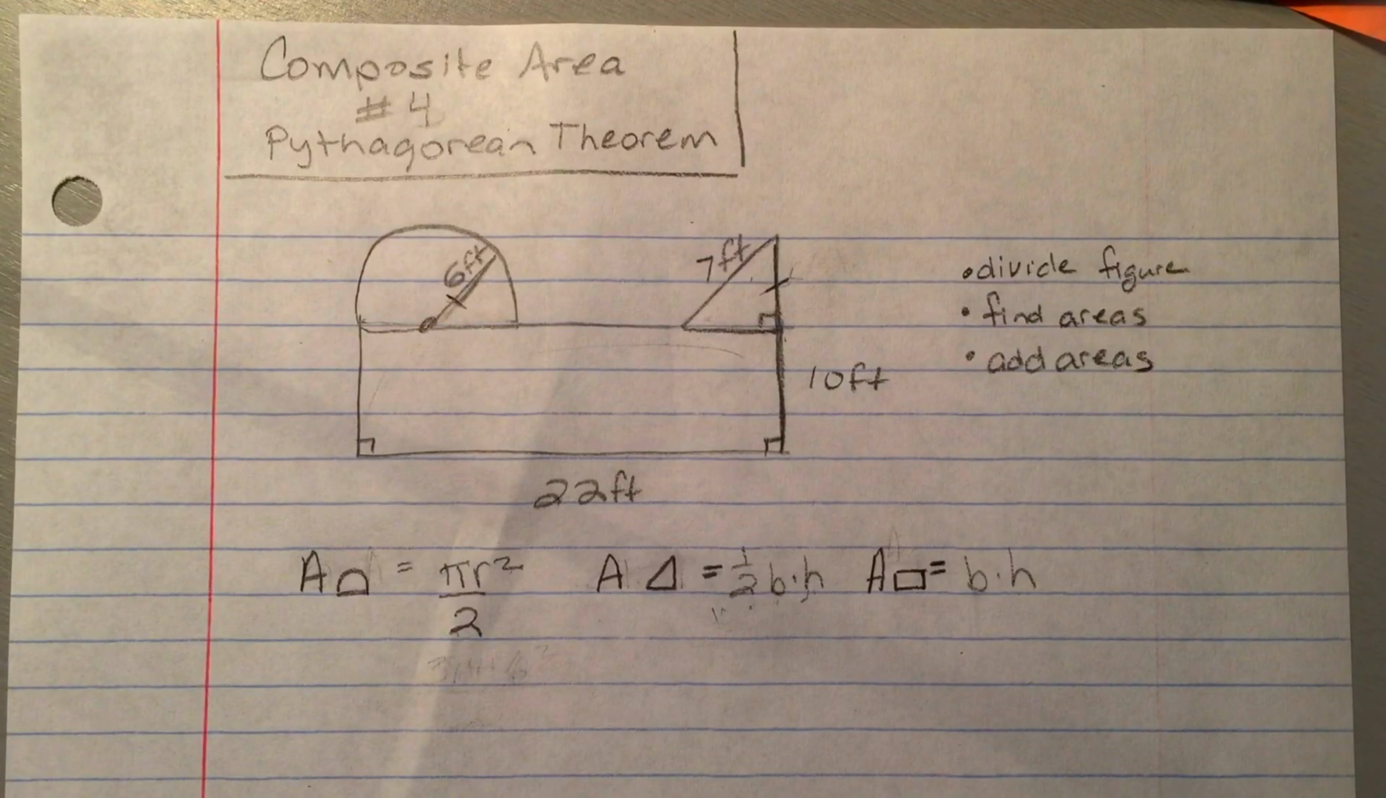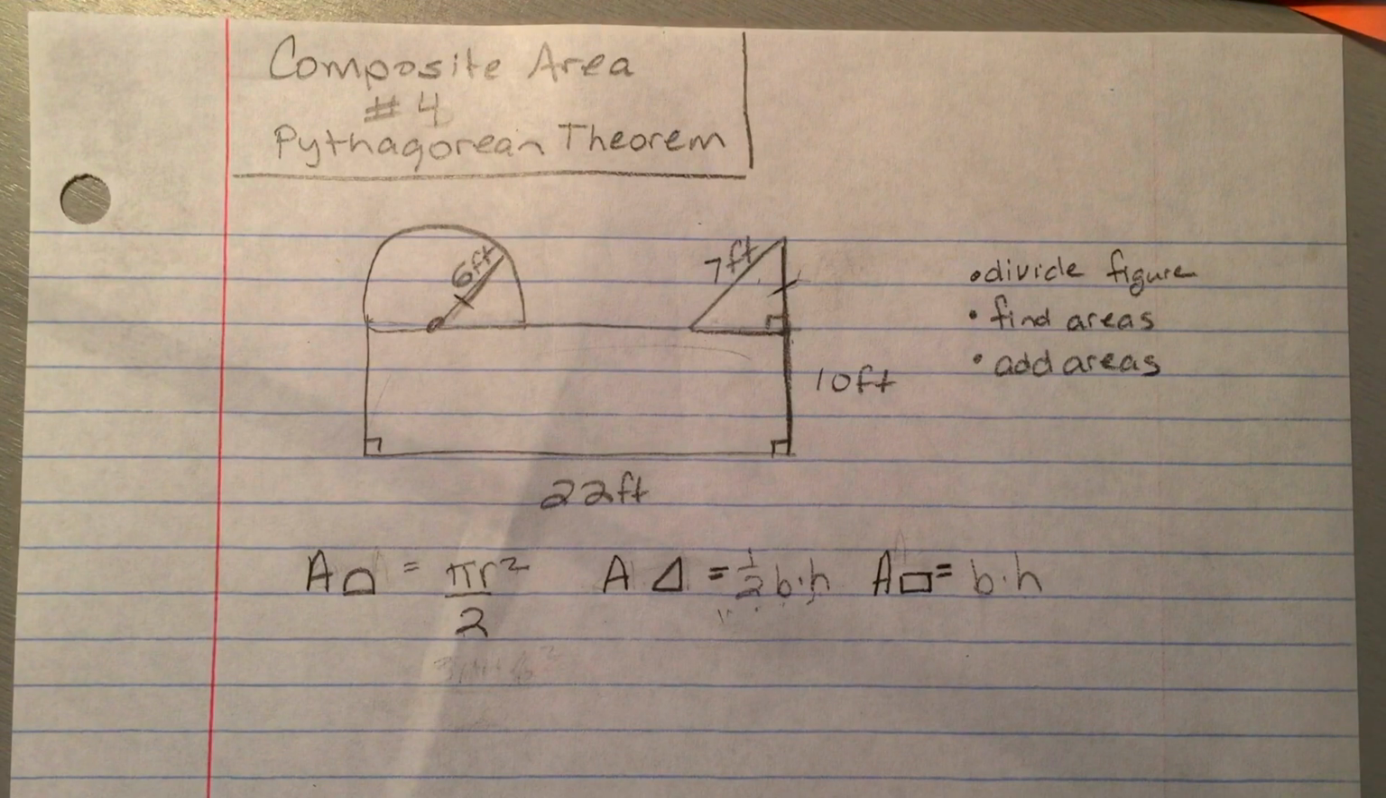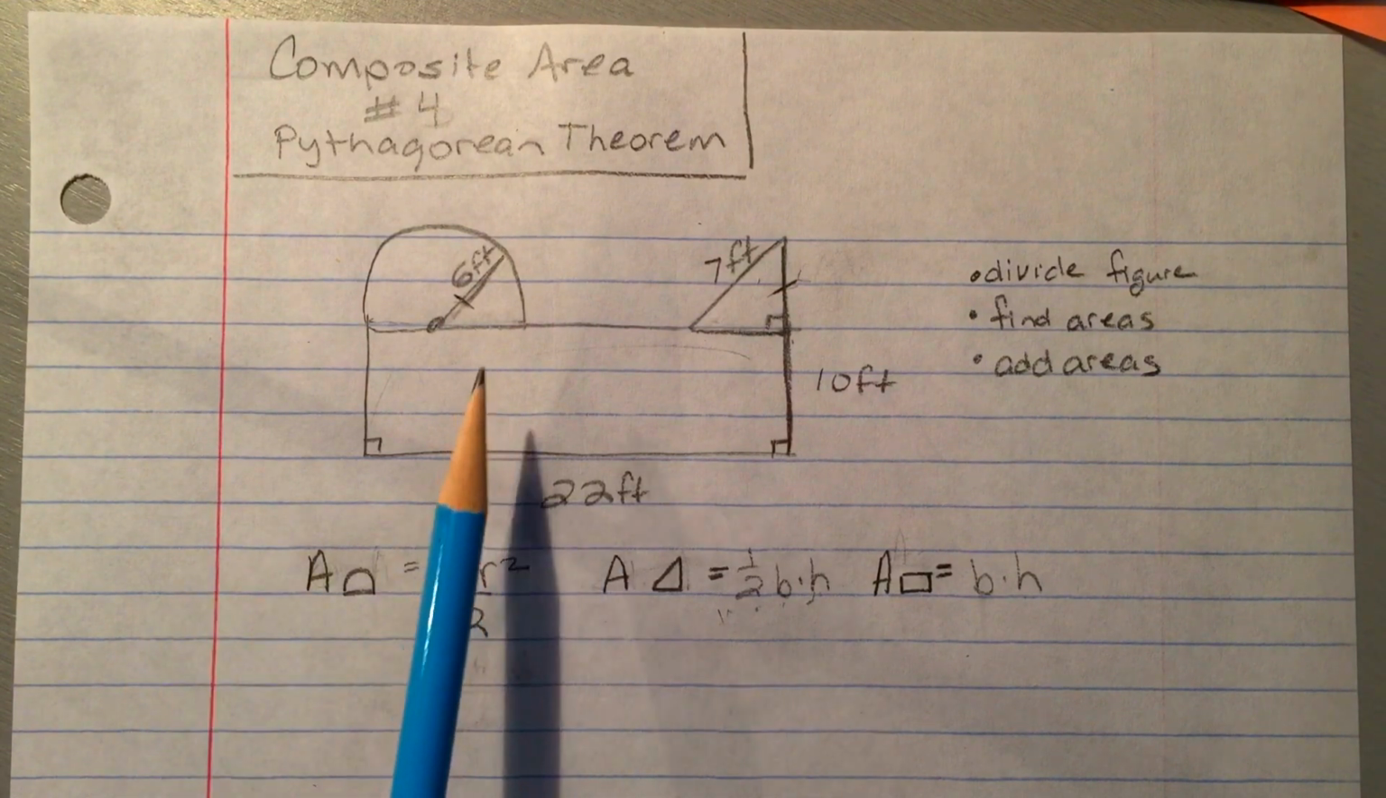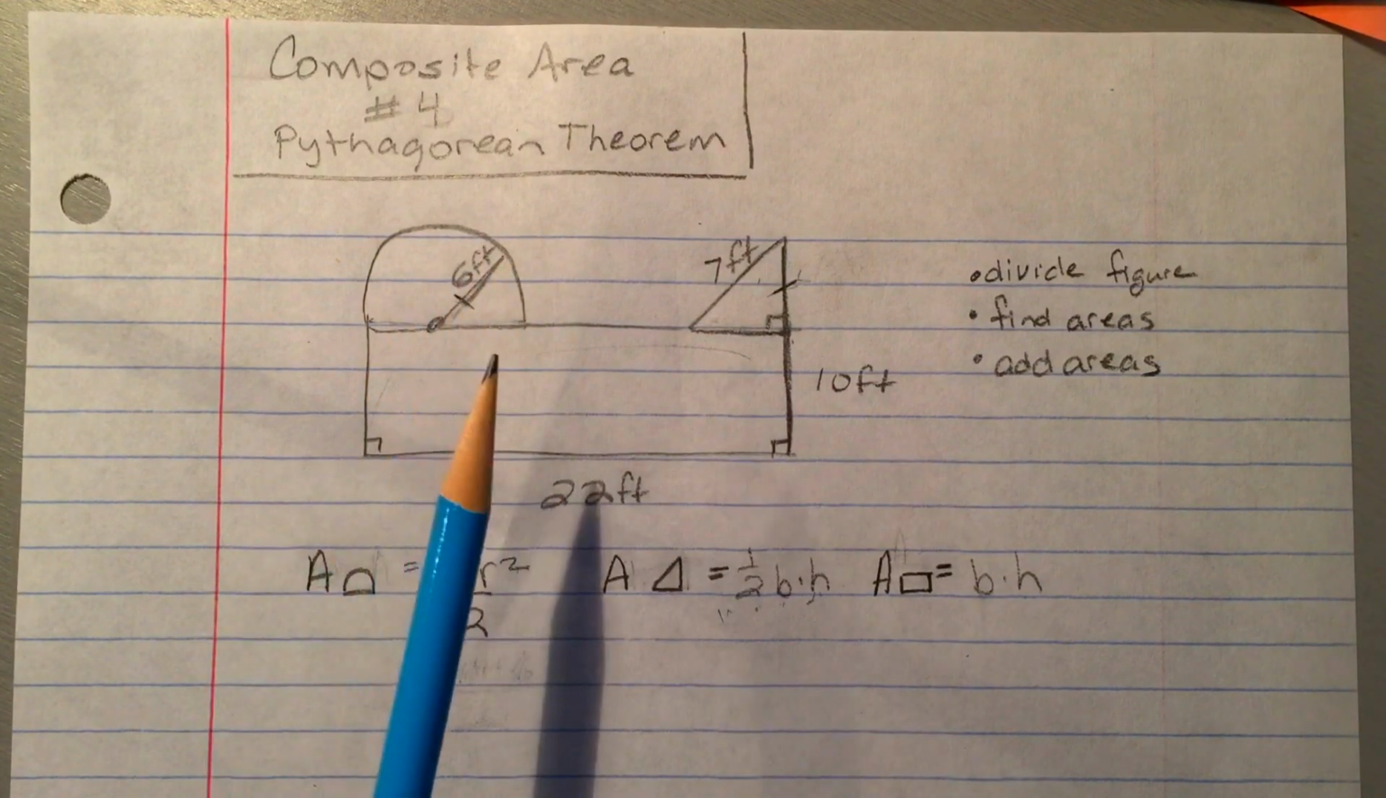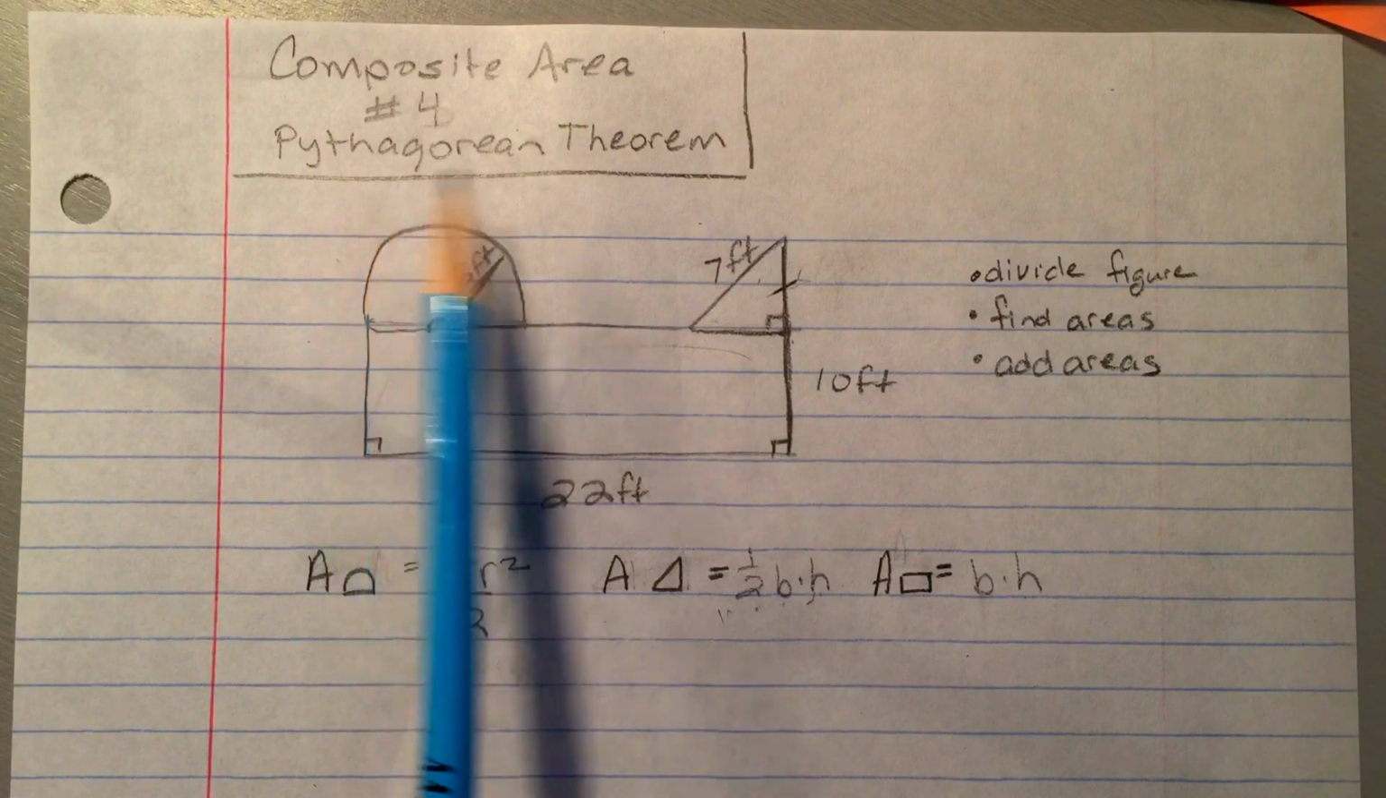This is number 4 in my series of composite area problems for 7th and 8th graders. This particular example is meant for the 8th graders because it involves the use of the Pythagorean theorem.